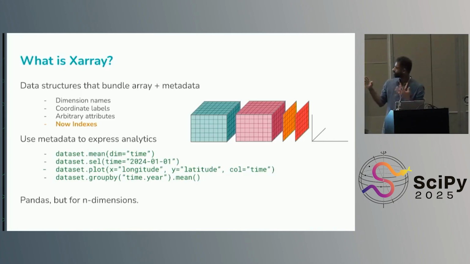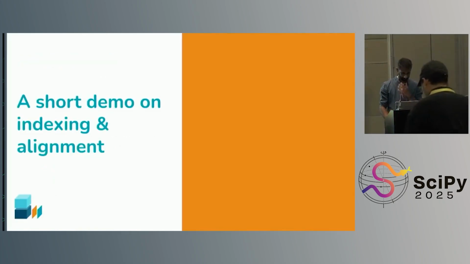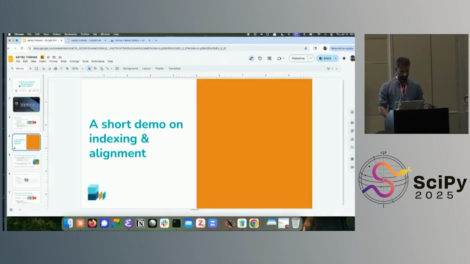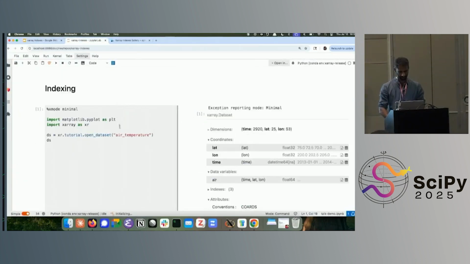And a canonical data set for Xarray has historically been these kind of cubes. You have these underlying cubes, and you have more cubes of metadata or squares of metadata that get associated with it. A couple of other concepts useful for this talk are indexing and alignment. And so I'm going to jump over to a little Jupyter Lab notebook.